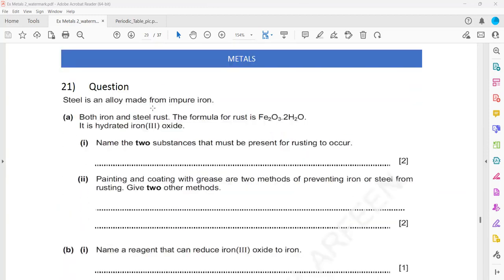Question 21. Steel is an alloy which is made from impure iron. Both iron and steel rust. The formula of the rust is shown. Name two substances that must be present for rusting to occur. Oxygen and water. Painting and coating with grease are two methods of prevention.